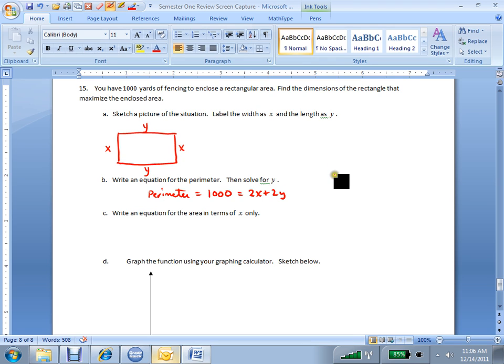So 2y equals 1,000 minus 2x. If I divide everything by 2, then 1y is equal to 500 minus x.